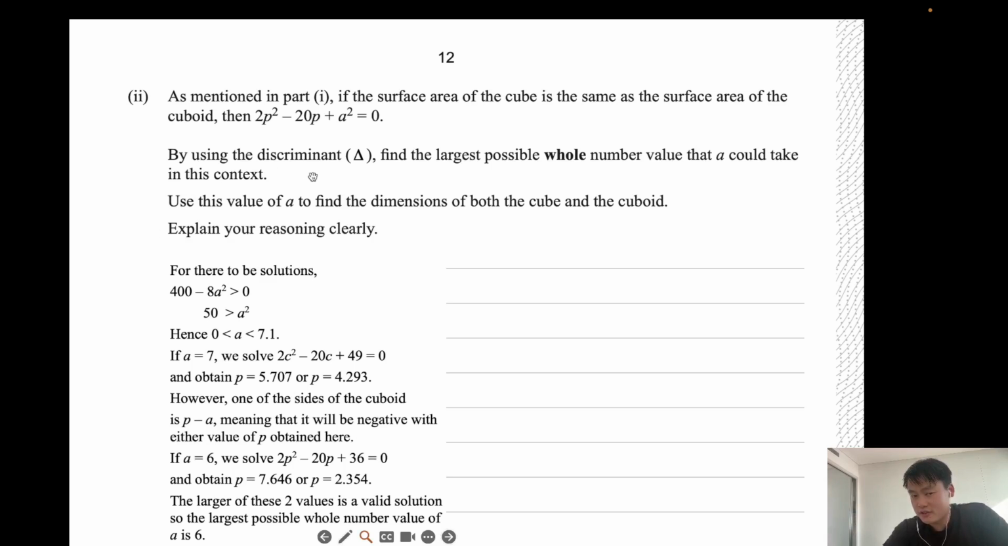And if you're talking about the discriminant over here, they're asking you to use the discriminant to find the largest whole number that A could take in this context. What they're really saying is, do you agree that this equation over here, if there turned out to be no value for P, as in there wasn't any number you could replace P with over here to make it equal to 0, isn't that the same thing as saying the surface area of the cube will never be the same as the surface of the cuboids? You have to make that link. You have to understand this is the equation that allows you to solve what P is equal to in order for the surface area of the cube to be the same as the surface area of the cuboids.